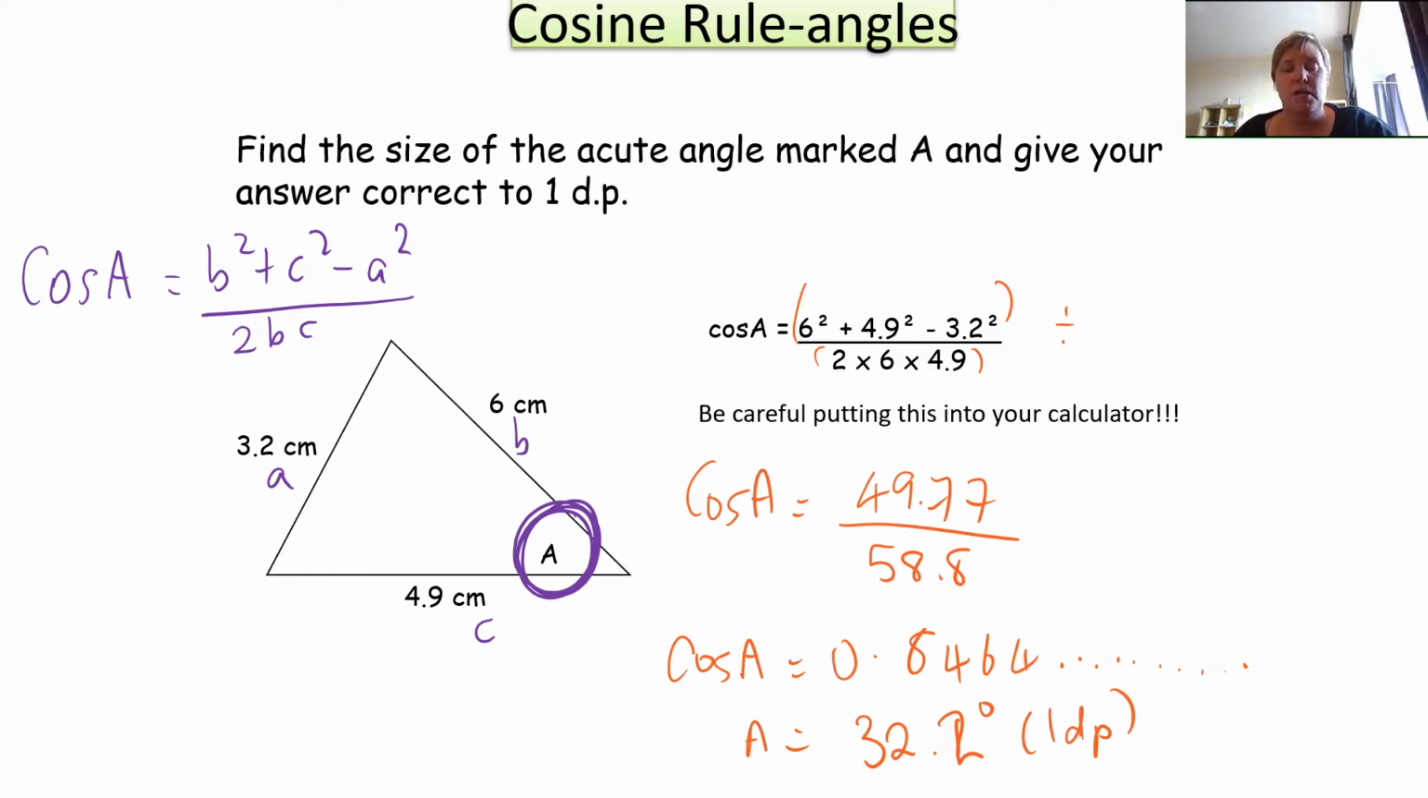Okay, now that looks to be correct, and I know it looks to be correct because this angle has got to be about less than 90, because otherwise the whole triangle is going to fall apart.